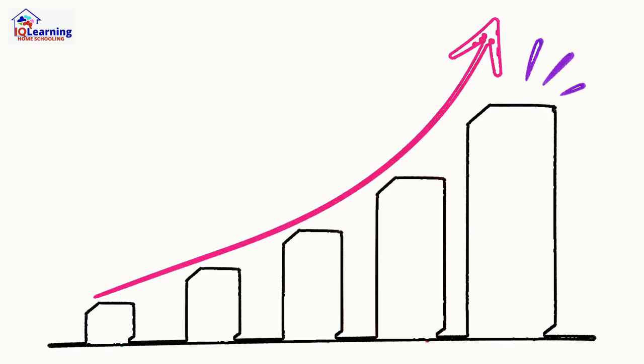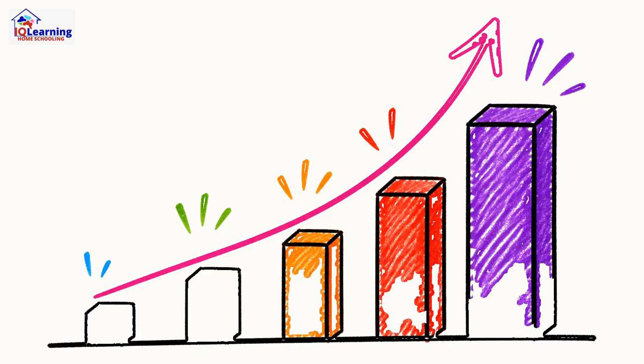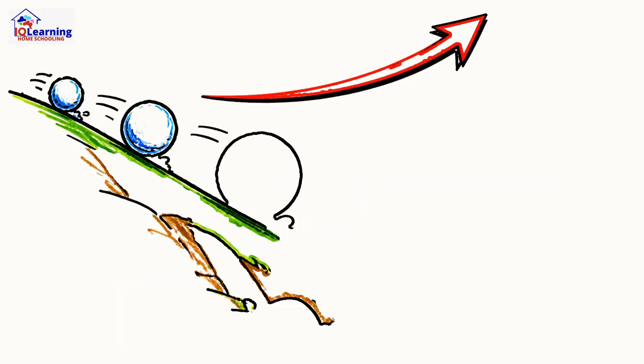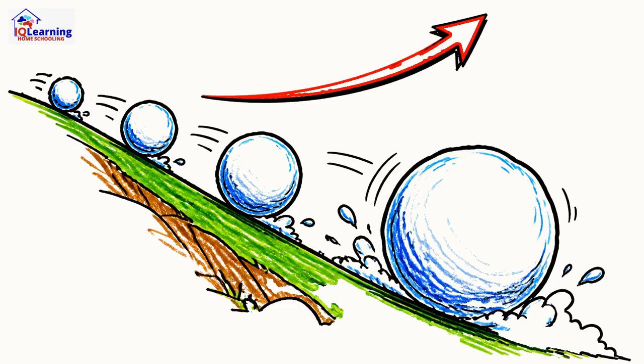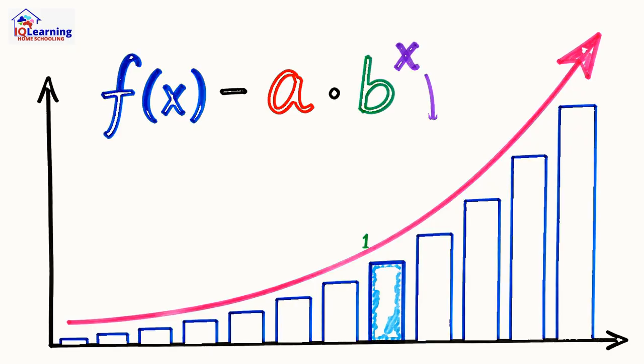Let's break down exponential functions. They sound complex, but they're just about things that grow or shrink by a constant percentage. Think of a snowball rolling downhill. It doesn't just get bigger, it gets bigger faster. That's exponential growth. The core formula is f(x) = a times b to the power of x.